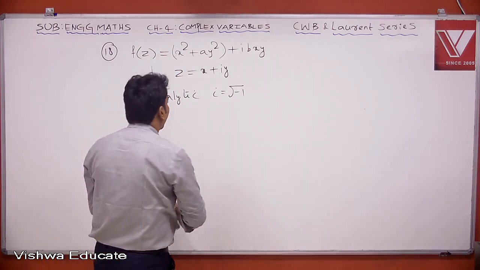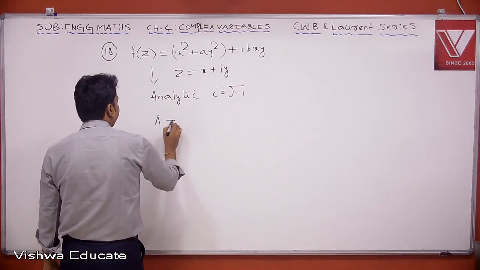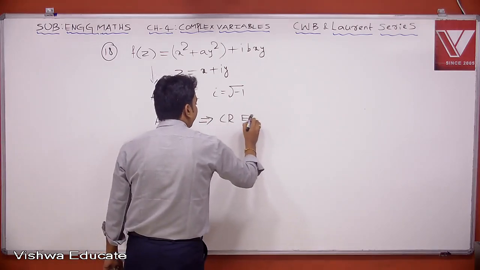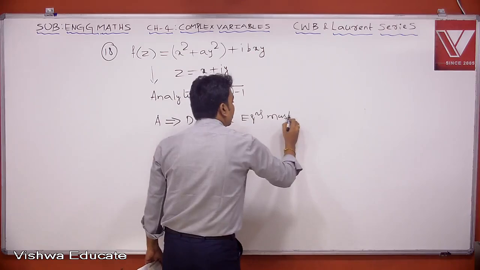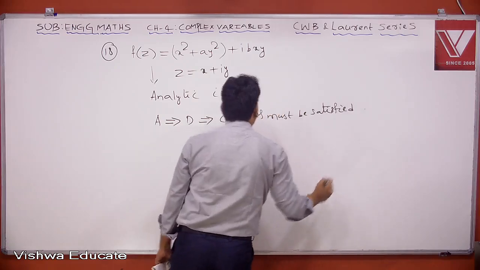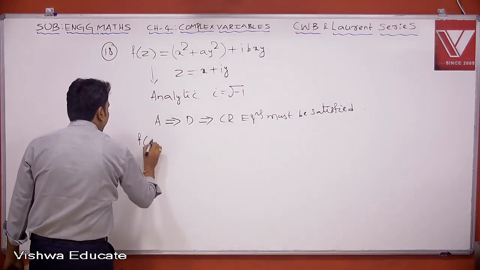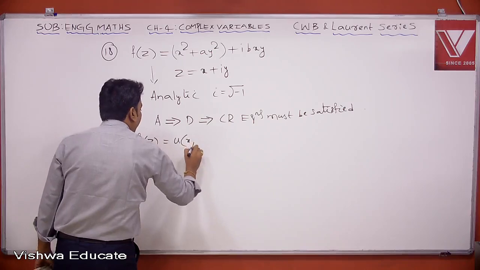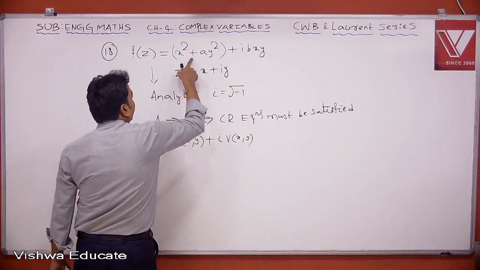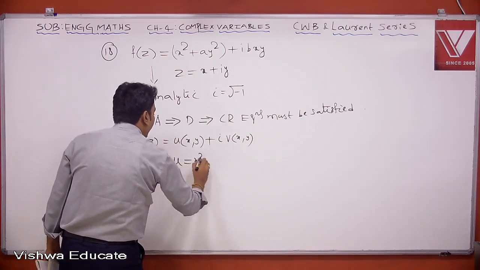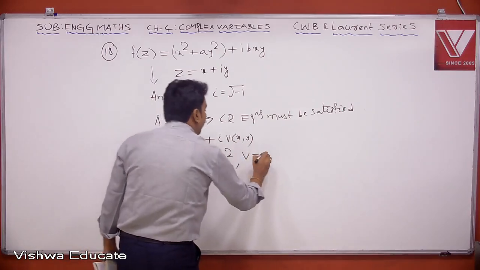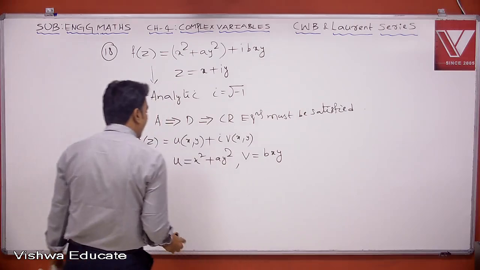When something is an analytic function, it implies it is differentiable. If something is differentiable, CR equations must be satisfied. Now here f of z is in the form u of x comma y plus i into v of x comma y. What is u of x comma y? x square plus ay square. And the value of v is bxy. So let us apply CR equations.